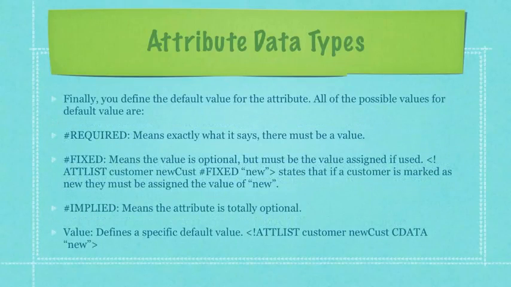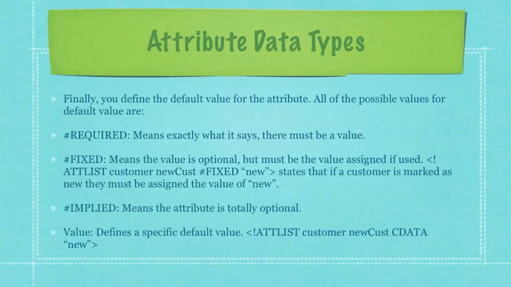Finally, you define the default value for the attribute. All of the possible values for default value are: required, which means exactly pretty much what it says. There must be a value. Fixed means the value is optional, but must be the value assigned if used. And here's an example of that. This example states that if a customer is marked as new, they must be assigned the value of new.